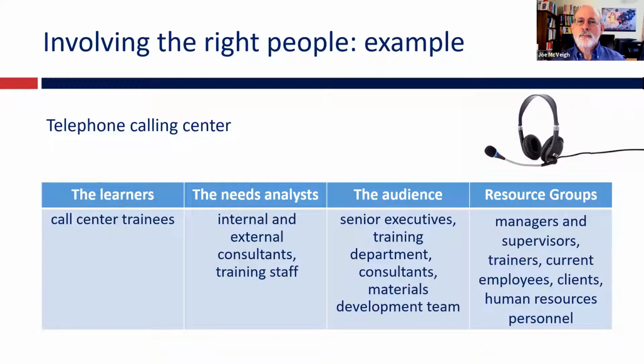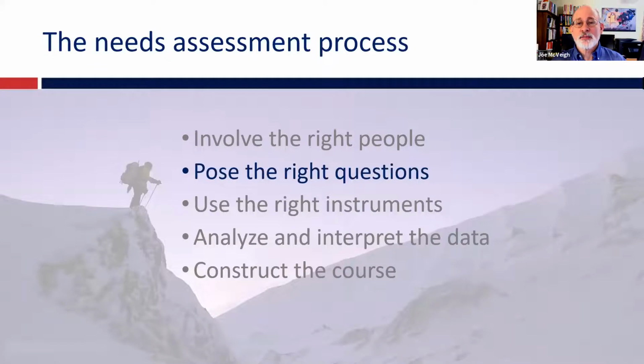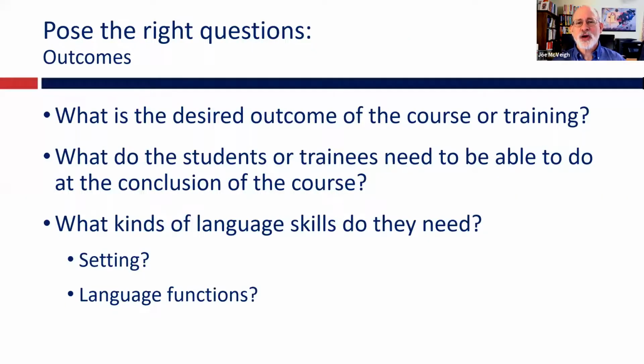So going back to the big picture of the needs assessment process, the first step was to involve the right people. And the next thing that we want to do is to pose the right questions. And when we're trying to pose the questions, we can think of them in different categories. The first one would be that of outcomes. So some questions that we might want to ask would be, what's the desired outcome of the course or training?